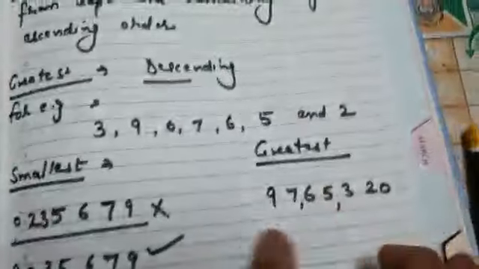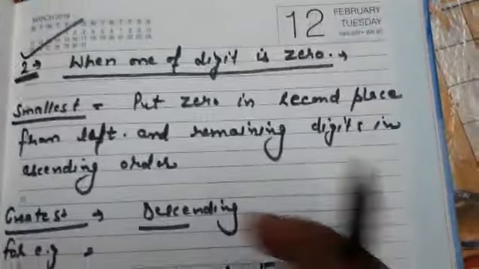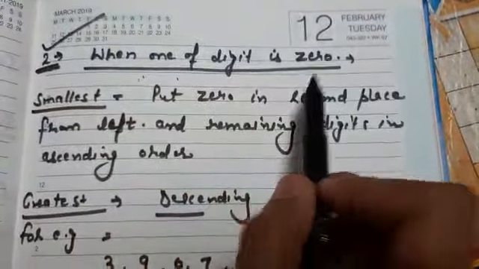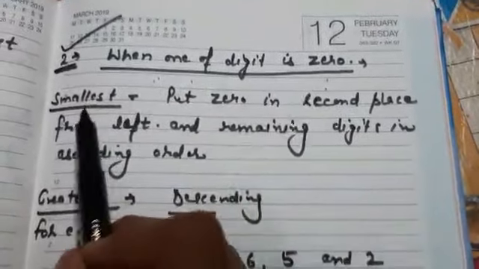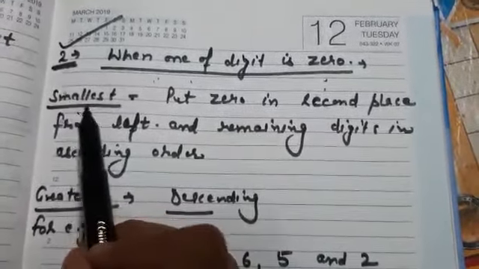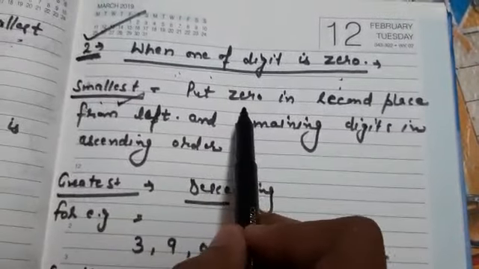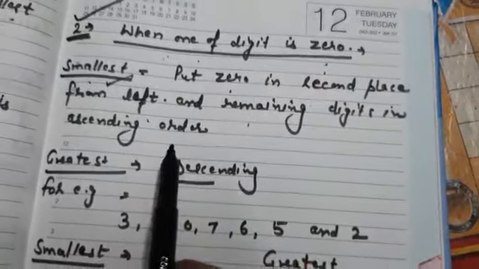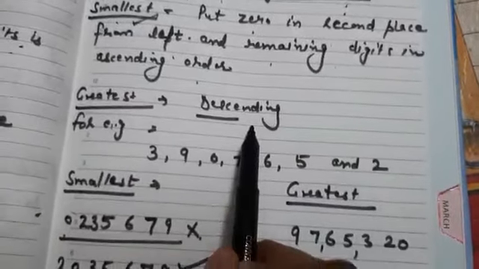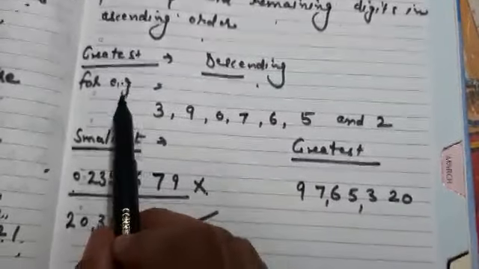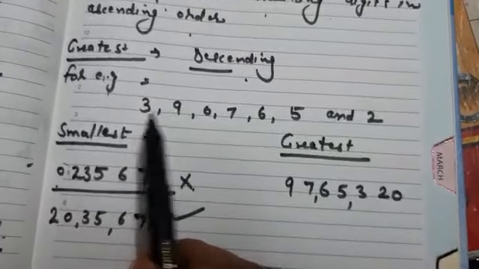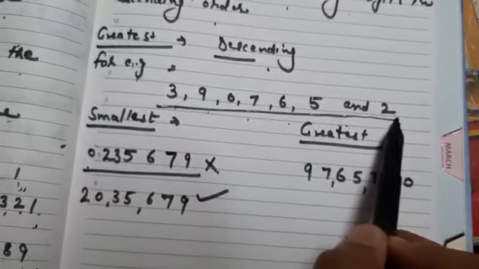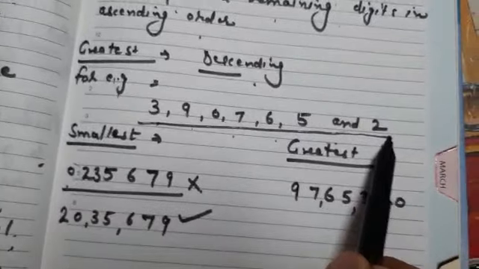Now, dear students, the second case, when one of the digits is 0. If one digit is 0, then what we need to do? How we need to find the smallest and greatest number? Smallest number, we need to put 0 in second place from the left and the remaining digits in ascending order. And the greatest number, again it is to be arranged in descending order. For example, the digits are 3, 9, 0, 7, 6, 5 and 2. You need to form the smallest and greatest number using these digits.